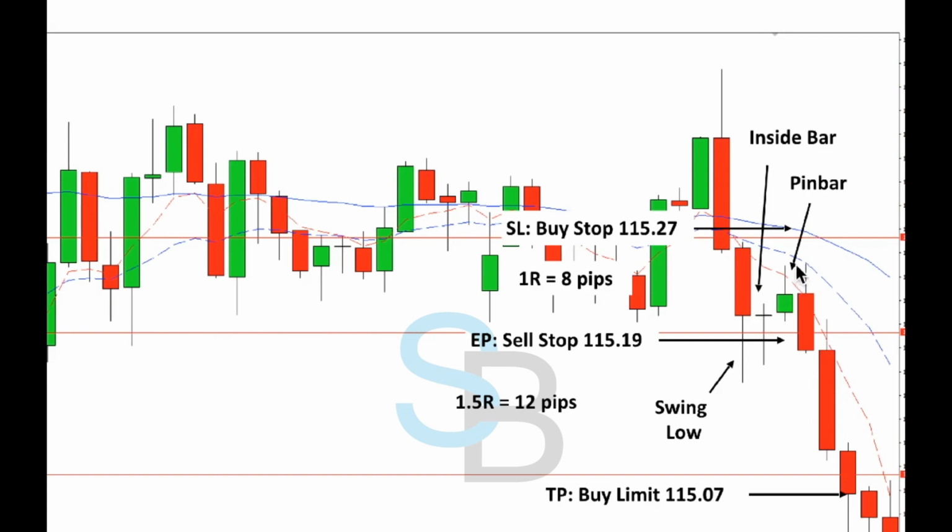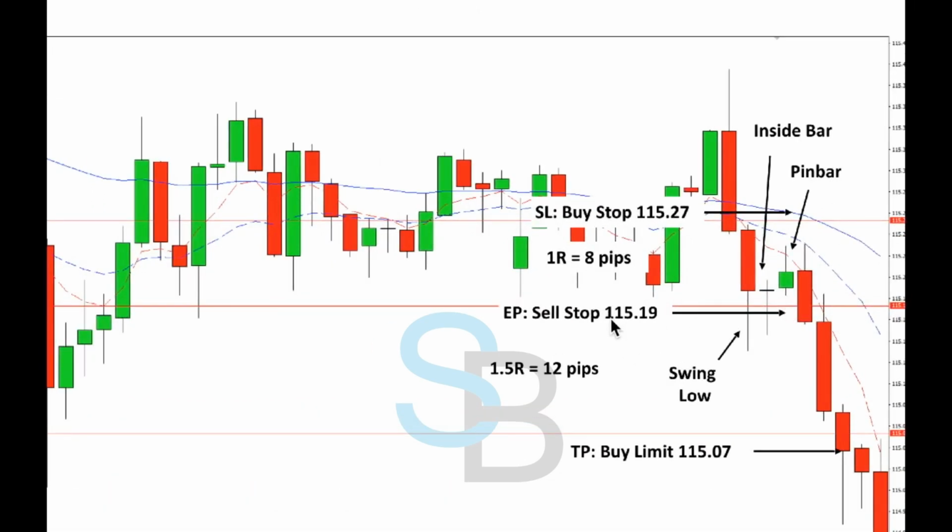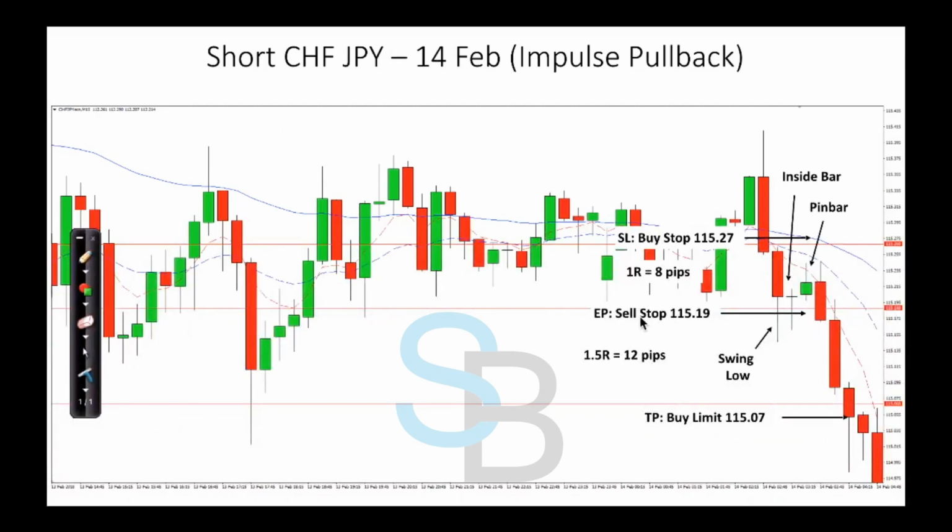The next candle that appears is, again, another pullback. And it happens to be a pin bar, with a long upper shadow, and it's testing the moving averages. So that's a high probability trade. We can place our entry order right below the low of the candle, 115.19. Stop loss, 8 pips above, 115.27. Profit target, 12 pips below, 115.07. You can see it very nicely hit our entry price, hit our profit target, and never touched our stop loss, within 4 candles.